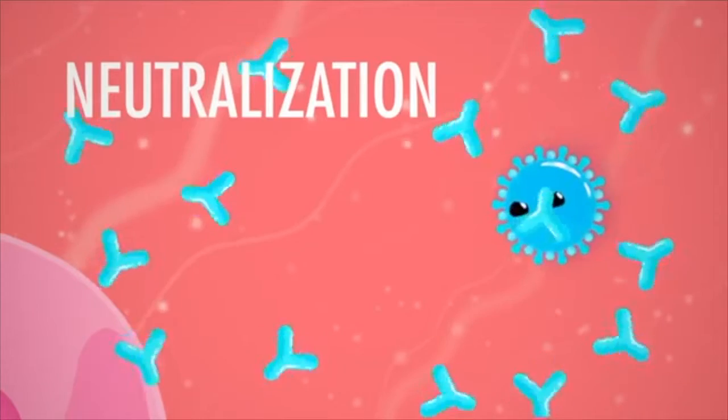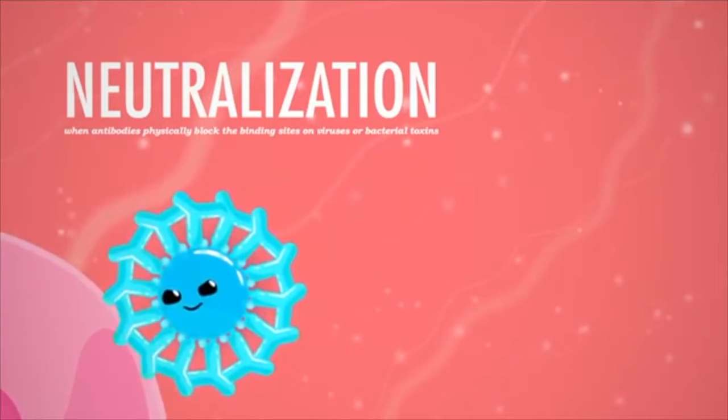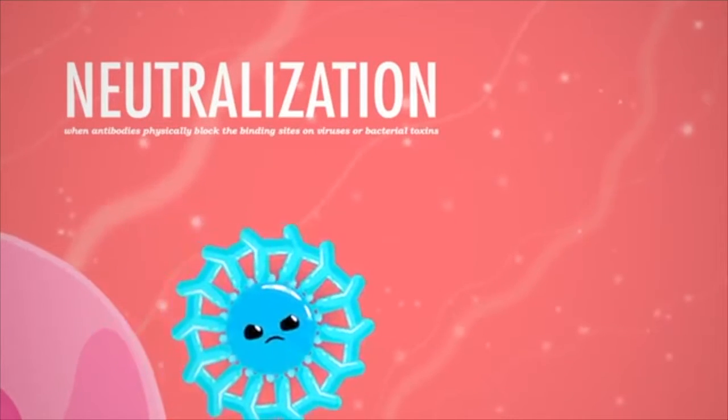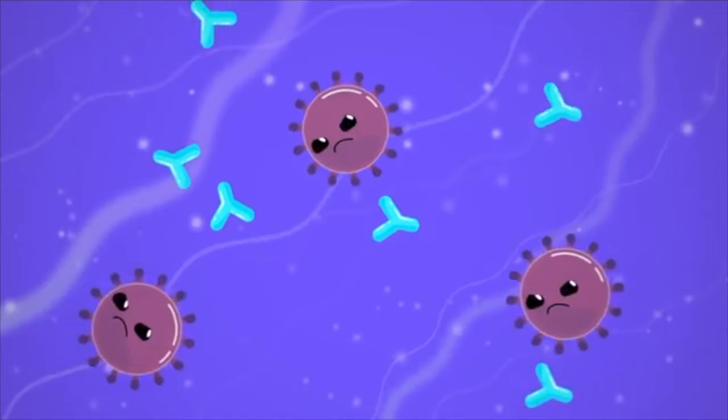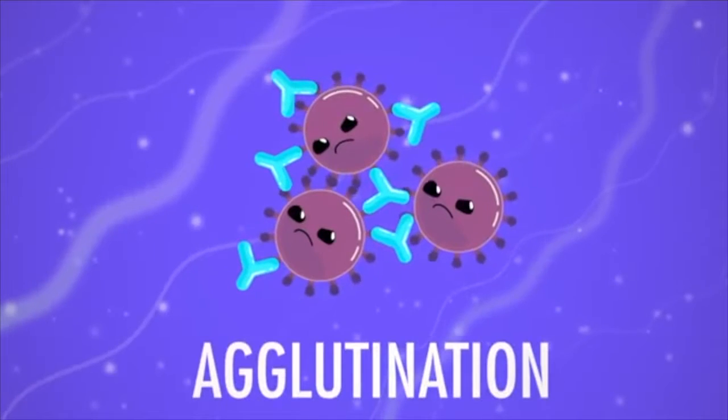Now, antibodies can't really do the killing themselves, but they do have a few moves that could make it hard for intruders to take hold. One of their most effective and common strategies is neutralization, where antibodies physically block the binding sites on viruses or bacterial toxins so they can't hook up to your tissues. And because antibodies have more than one binding site, they can bind to multiple antigens at the same time in a process called agglutination.